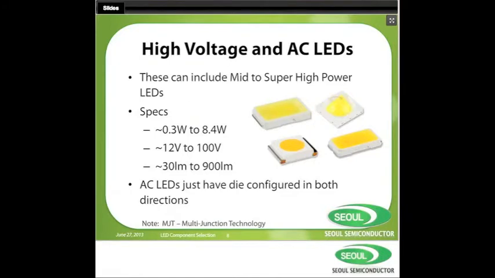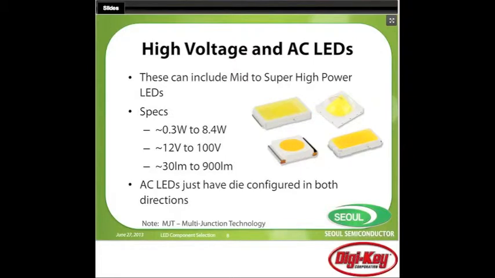Let's talk a little bit about high voltage and AC LEDs. So really the difference between an AC LED and a high voltage LED is AC LEDs had die in both directions, right? So on the positive side of the AC wave, one string was on. The negative side, the other string was on. These are going to range anywhere from about 0.3 watts up to about 8.4 watts. They're going to range in voltage anywhere from approximately 12 volts up to 100 volts.